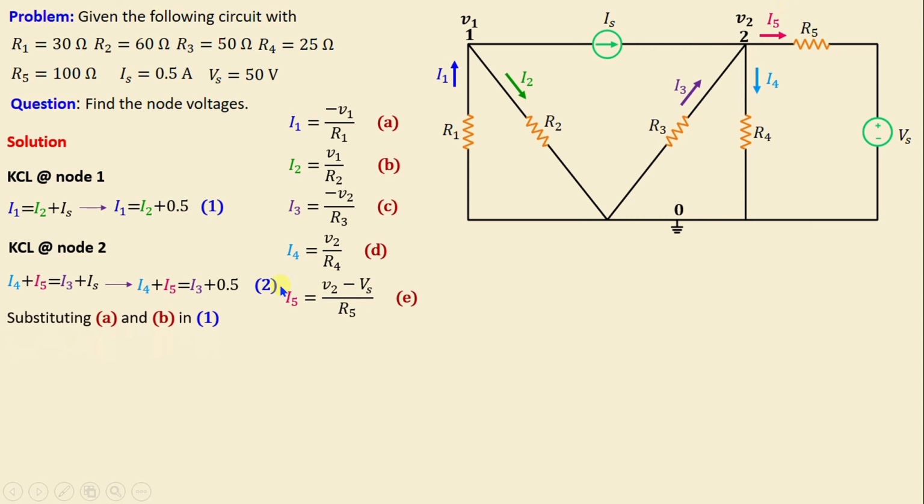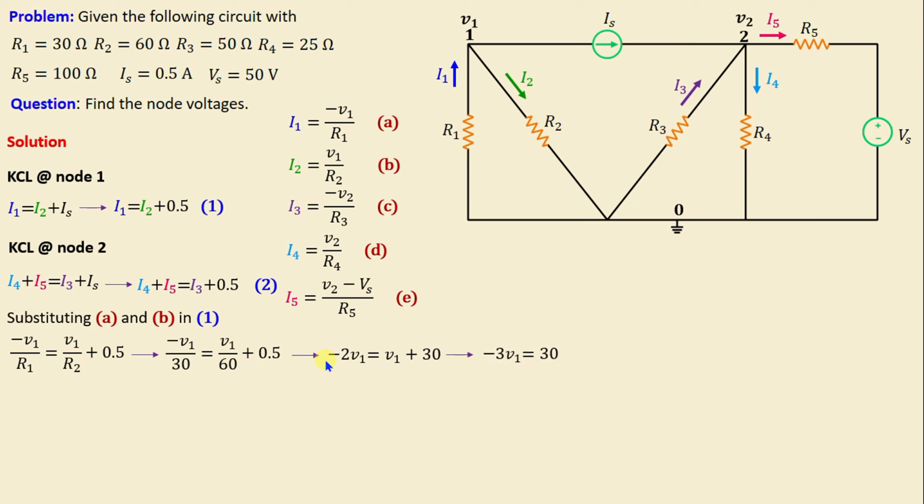By substituting A and B in 1, we obtain negative V1 over R1 is equal to V1 over R2 plus 0.5. And if we replace the resistors with their numerical values, we obtain negative V1 over 30 is equal to V1 over 60 plus 0.5. And if we combine all the terms of this equation into a single denominator, we obtain the following expression. And if we continue simplifying this expression, we obtain negative 3V1 is equal to 30. That means V1 is equal to negative 30 over 3 is equal to negative 10 volt.